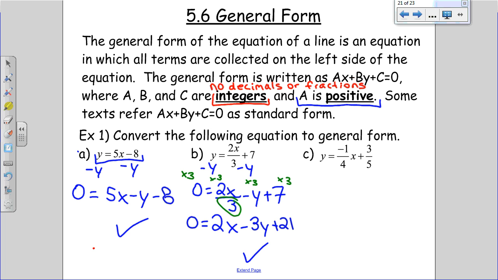All right, last example. You have an equation. Again, it's in slope-intercept form. This is y equals, and there's no brackets. So that's slope-intercept. We want general form. To get to general form, we have to move everything to the same side. We subtract y. That means 0 equals negative 1 over 4x minus y plus 3 over 5.